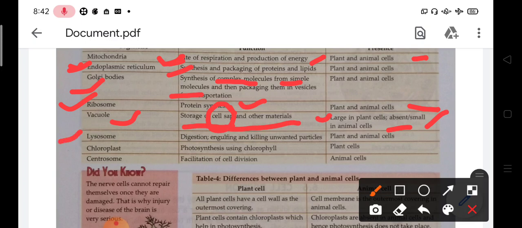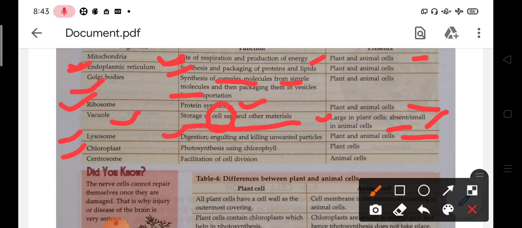Next we talk about is lysosomes. Lysosomes' role is digestion, as I told you, because lysosomes contain enzymes, digestive enzymes, which digest the food. And they also engulf, means eat and kill, the unwanted particles which enter in the cell. And these are also present in both plants and animal cells.